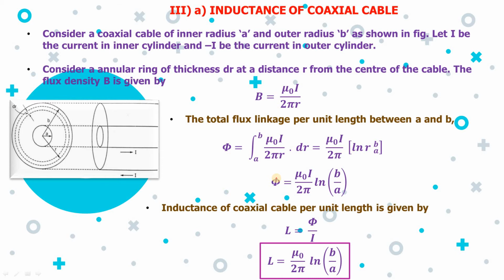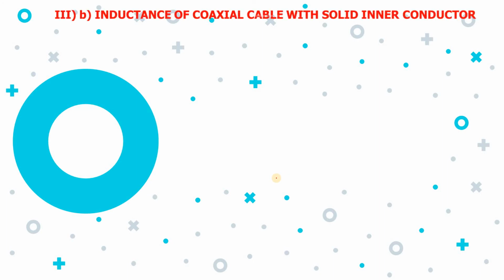Okay, first part done. Now let me check the second part. What is the second part? The second part is that you need to consider the solid inner conductor also. That is the second part of the coaxial cable. The heading of this derivation is the inductance of a coaxial cable with a solid inner conductor.